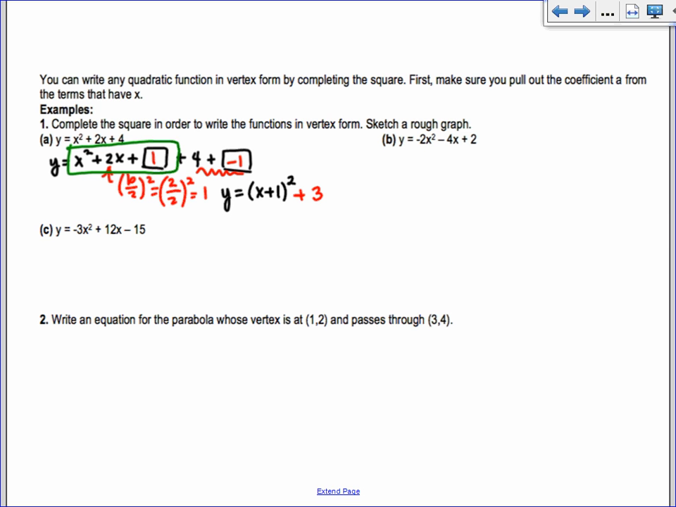Left 1, up 3, right? So your vertex is negative 1, comma 3. It's always the opposite sign on your x value and the same on the y. Okay, but this gets a little bit more complicated when you have a number out front.